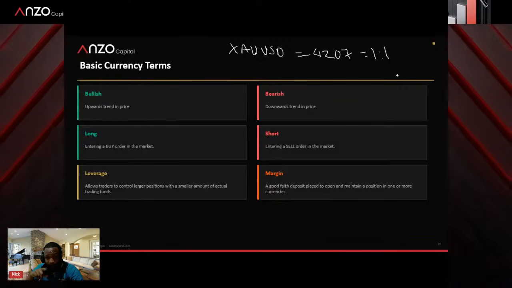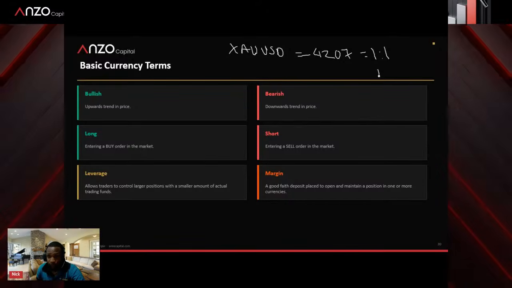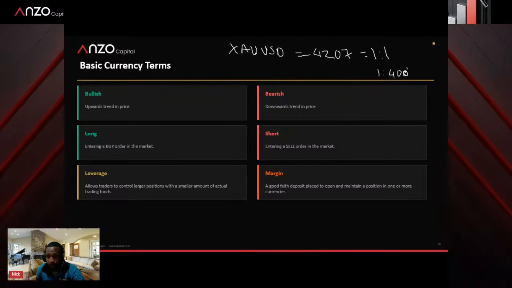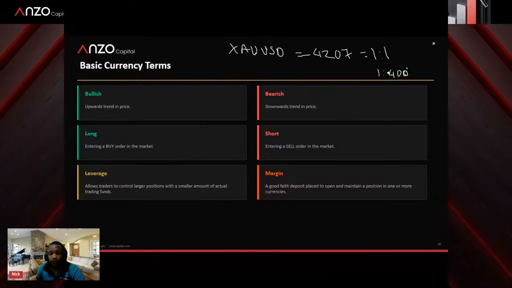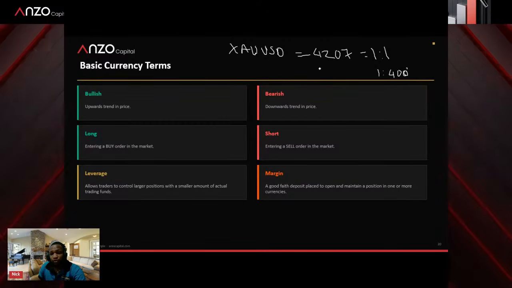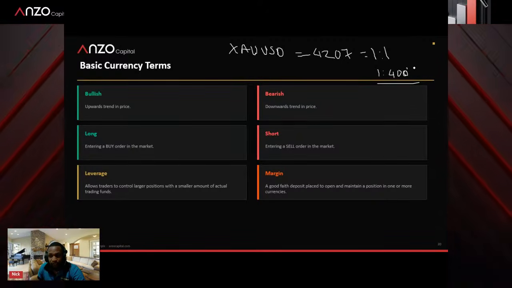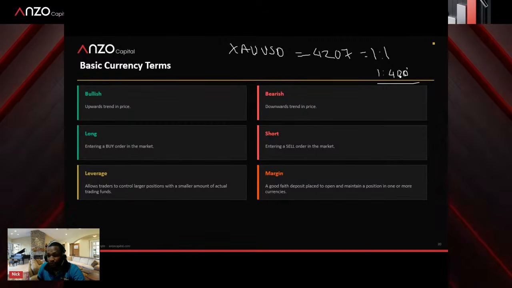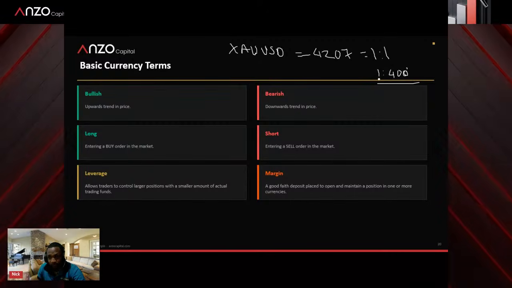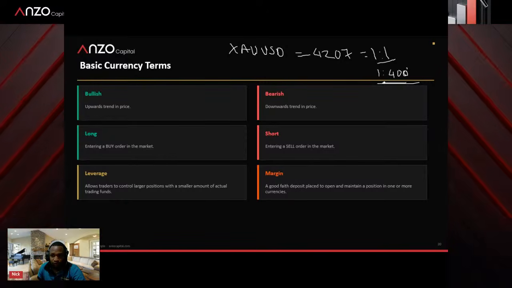But here comes the leverage that we have. Let's say, for example, we have 1:400, because with Anzo Capital you get 1:400 max, as per the CMA rules. 1:400 means for every $1, I'm able to control a contract size worth 400 USD. So I can play bigger with a leverage like this than a leverage like this. And of course, the risk comes in as well.